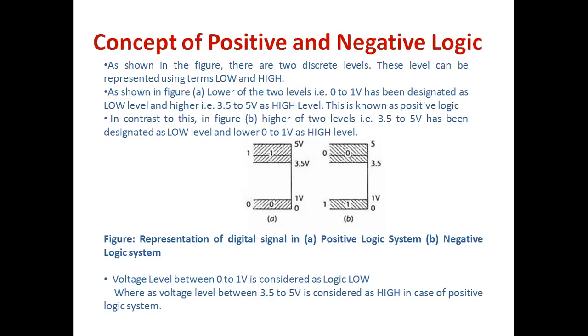Basically, there are two types of representation used in digital systems: the positive logic system and the negative logic representation. In positive logic, bit 1 represents logic high and bit 0 represents logic low. High is represented by 3.5 to 5 volts and low is represented by 0 to 1 volt. Similarly, in negative logic representation, bit 1 represents logic low and bit 0 represents logic high. In terms of voltage level, bit 1 can be represented as 0 to 1 and bit 0 can be represented as 3.5 to 5.